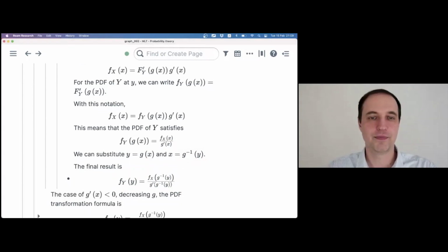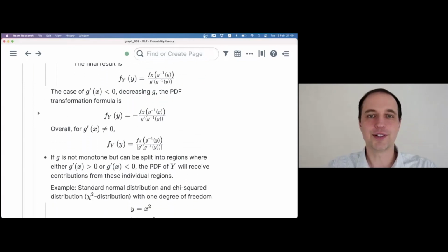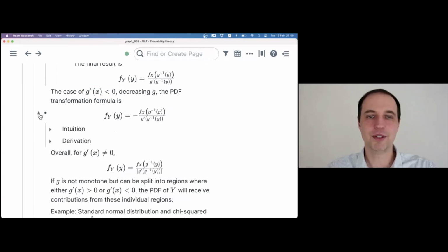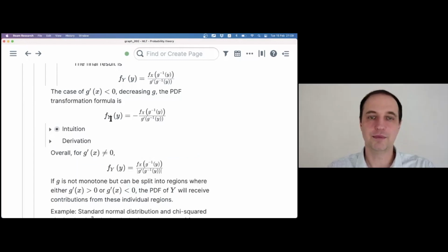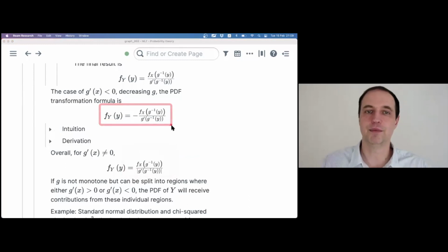Things are slightly different if g prime is actually negative. If g prime is negative, you get one extra minus sign. You will see that in the notes. Basically, we start with a slightly different formula, this particular relationship between CDFs. So it gives us an extra minus sign, but otherwise the derivation would be exactly the same.